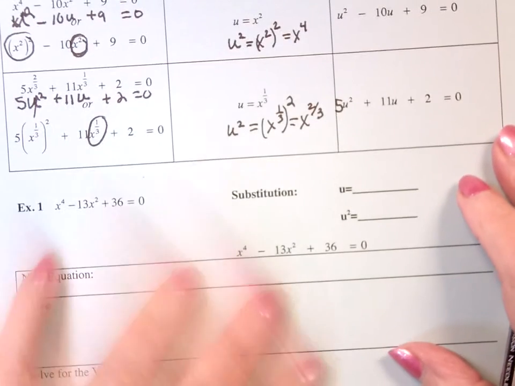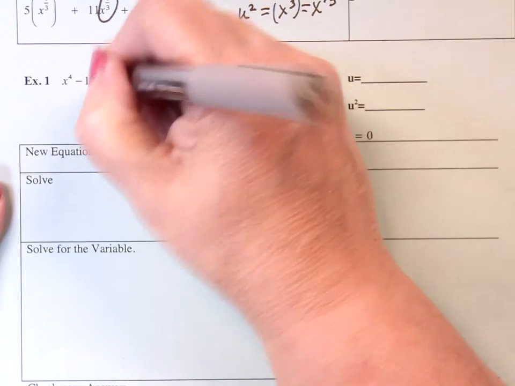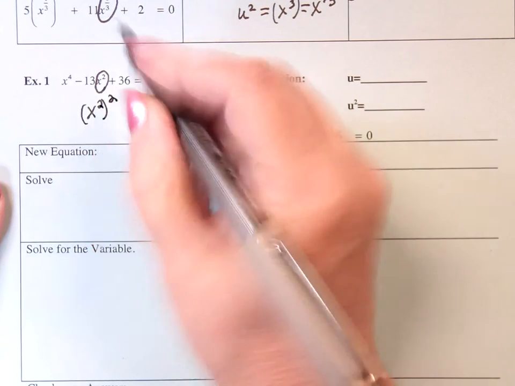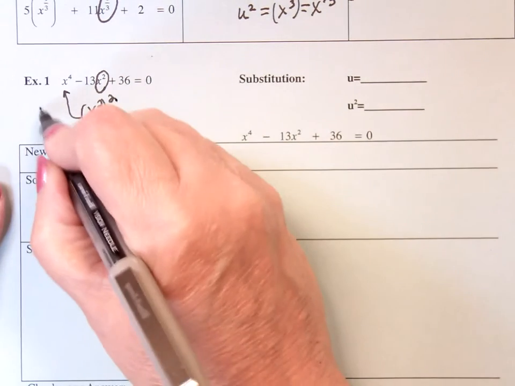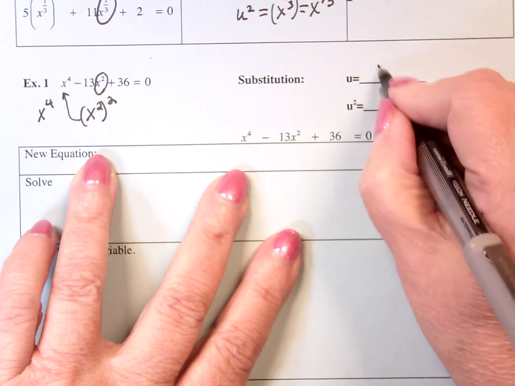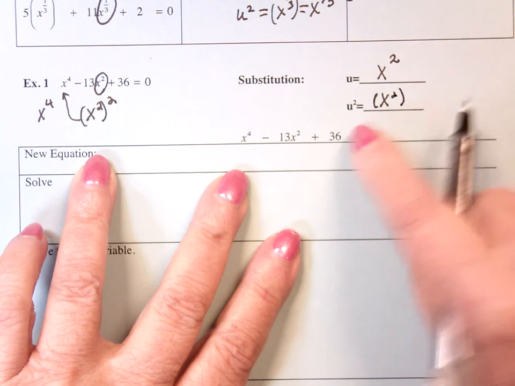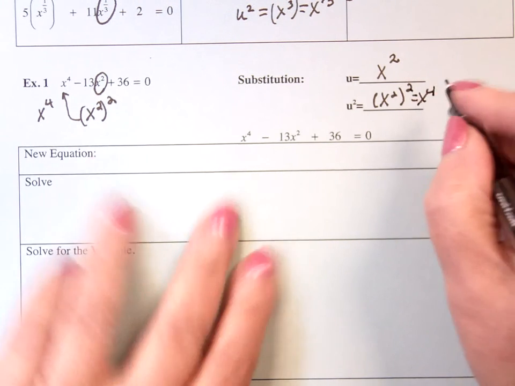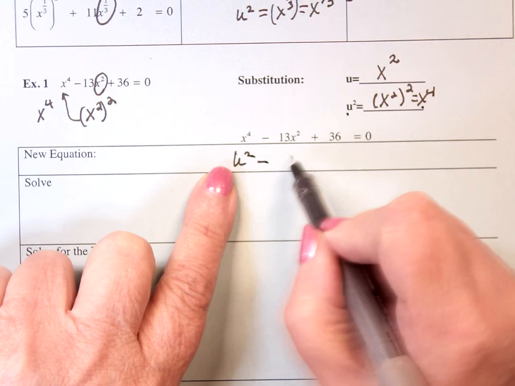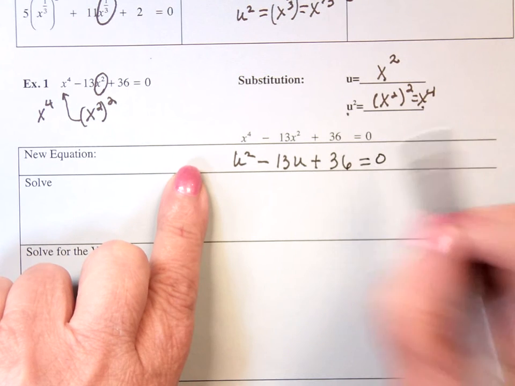So if I look at this particular problem here, and I say, here's x squared. If I take x squared and square it, do I get x to the fourth? The answer is yes. That means I can use substitution on it and turn it into a quadratic equation. So my substitution is always the center. And if I square u, I get x to the fourth. So looking at my original equation, wherever I have an x to the fourth, I replace it by u squared minus 13. Wherever I have an x squared, I replace it by u plus 36 equals 0. That's my new equation.